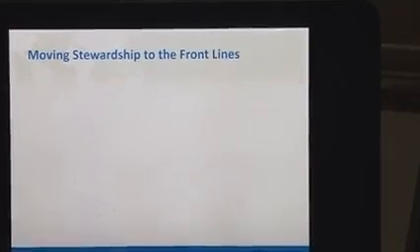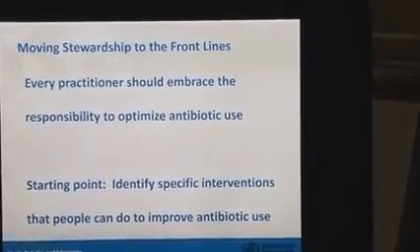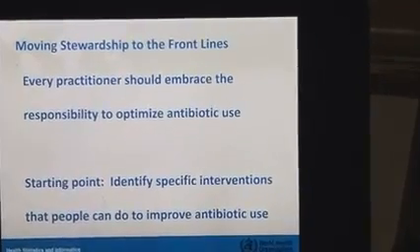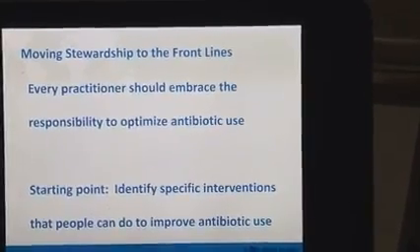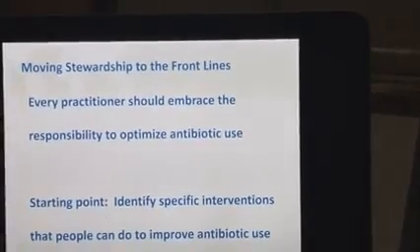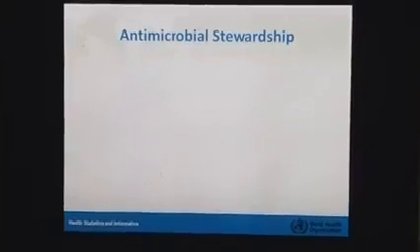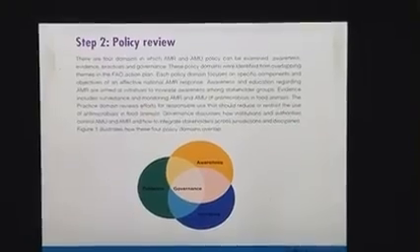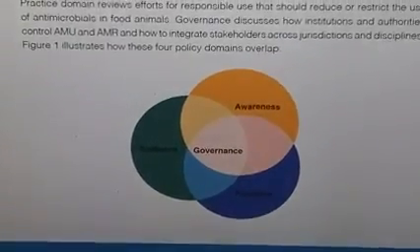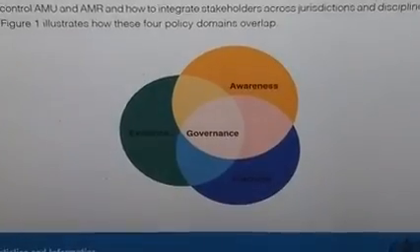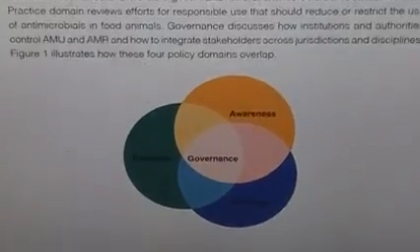We moved stewardship to the front lines. Every participant should embrace the responsibility to optimize antibiotic use. Starting point: identify specific interventions that people can do to improve antibiotic use. This is the core elements for any antibiotic policy. Again, a successful example, but this time it is not a successful example for me. You should take into consideration these four elements: awareness, governance, evidence, practice. You should know these are the core elements and implement based on your needs.